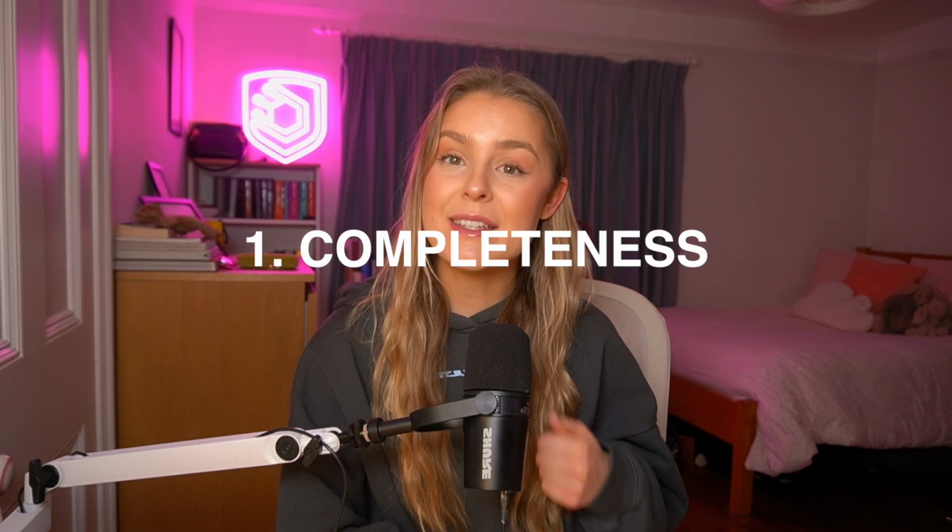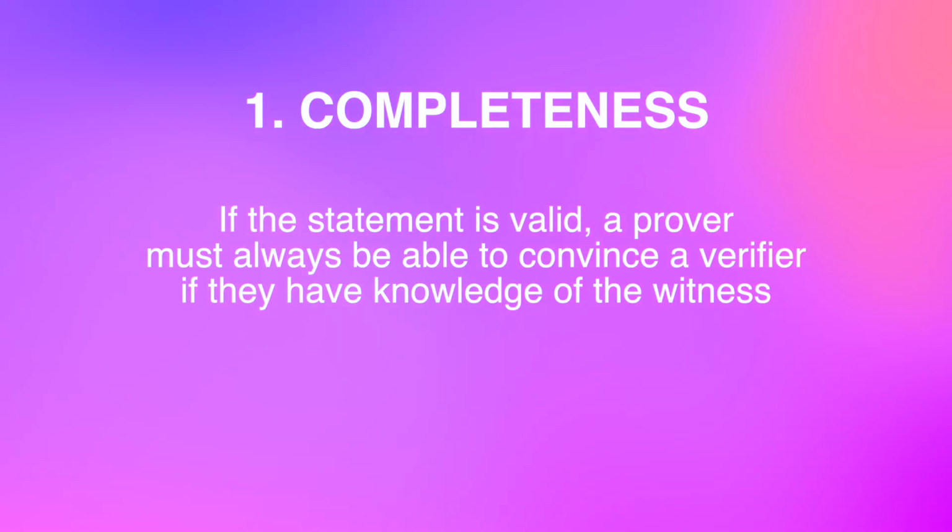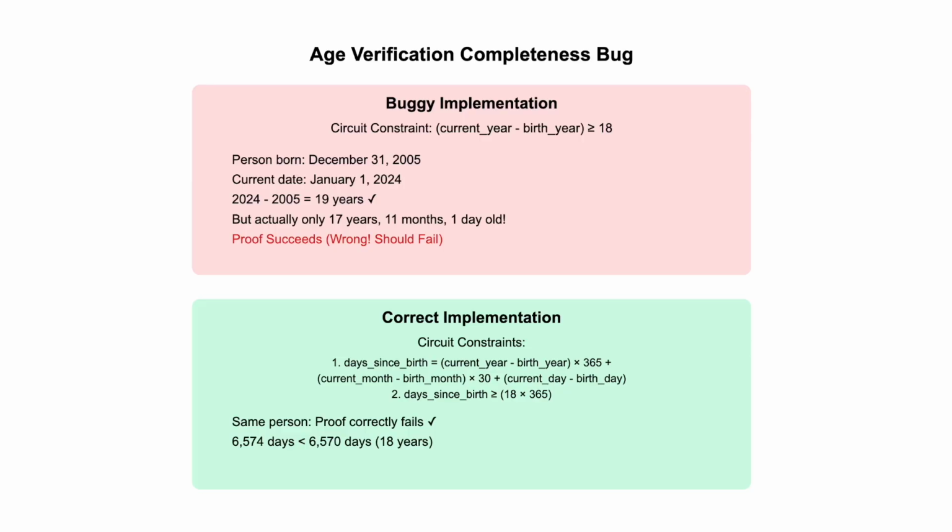Let's go into a little bit more detail for those 3 requirements for a zero-knowledge proof. First, completeness. If the statement is valid, the proof must always be able to convince the verifier if they have knowledge of the witness. This is a common case for bugs in zero-knowledge proofs, in which the code that defines this zero-knowledge proof is such that a valid input will not produce a successful zero-knowledge proof that passes verification. An example of this could be, I am over 18, and so even though I'm over 18, I do not pass the zero-knowledge proof and I cannot convince the verifier.